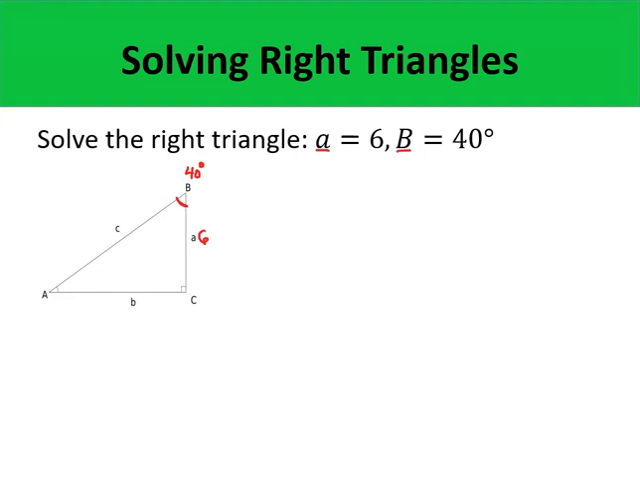Now, since C is already 90 degrees and B is 40 degrees, we can easily solve for the angle A. So the angle capital A is equal to 90 degrees minus the angle B, and that's going to be 90 degrees minus 40 degrees, which is equal to 50 degrees. So the angle A here is 50 degrees. Okay, now we have solved all the interior angles of the right triangle. So now we solve for the lengths of side c and side b.